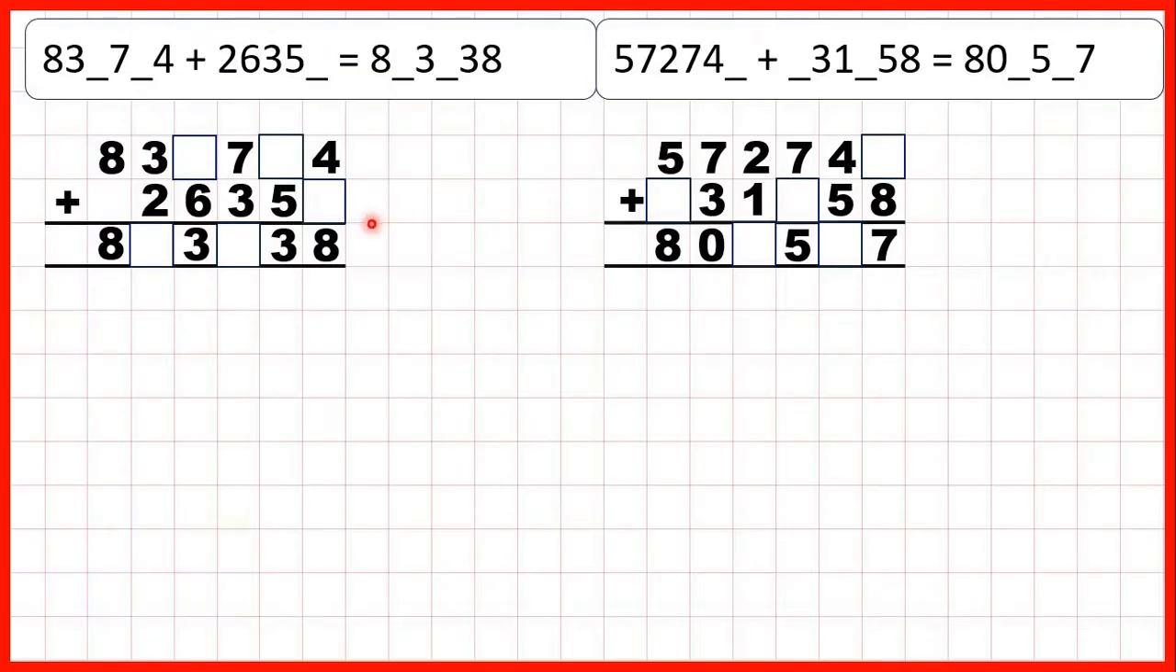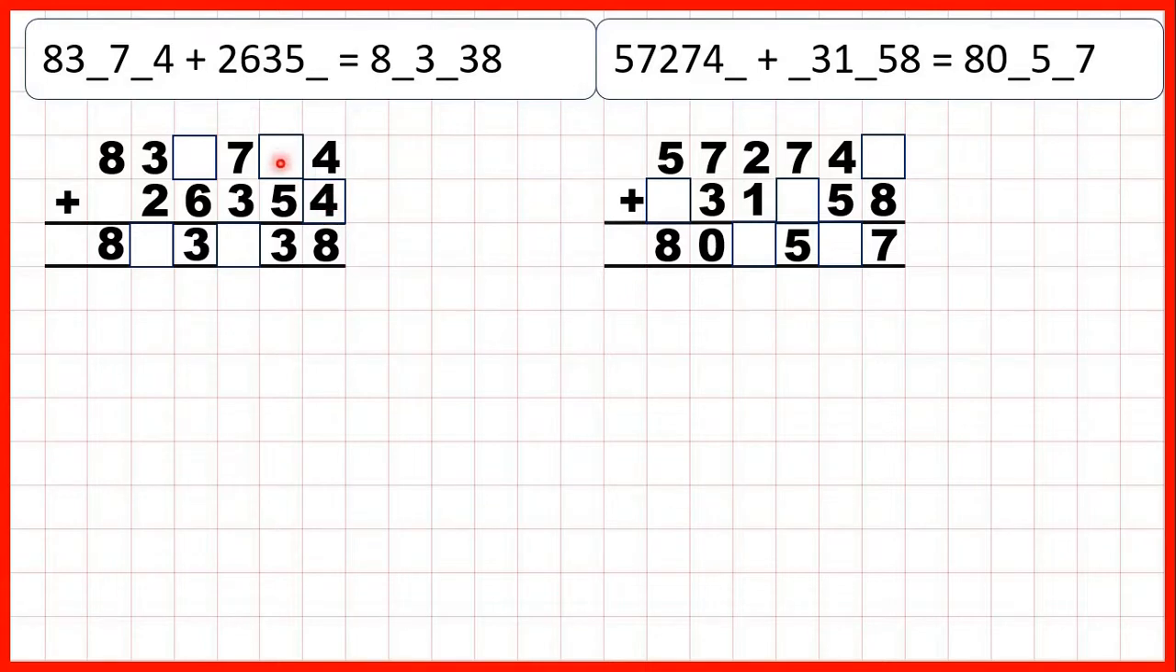Now we have some missing digit column addition problems, and we can find our missing digits by working through the problem in the same steps that we use for column addition. So that's working from right to left, starting with our ones. So here we have 4 plus something, and we have an 8 as the ones digit of our answer. Now 4 plus 4 is 8, because 8 minus 4 is 4, so that's our first missing number.